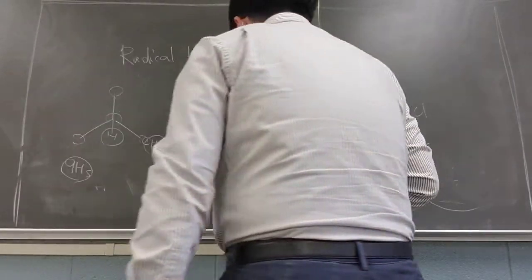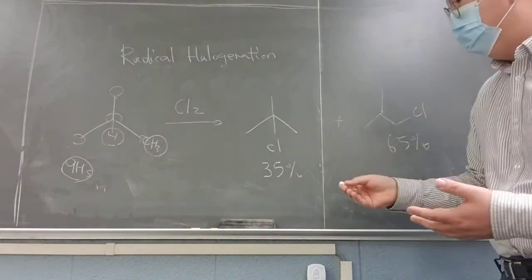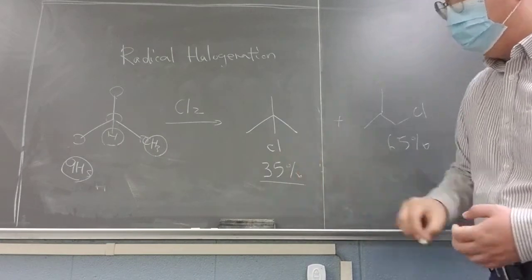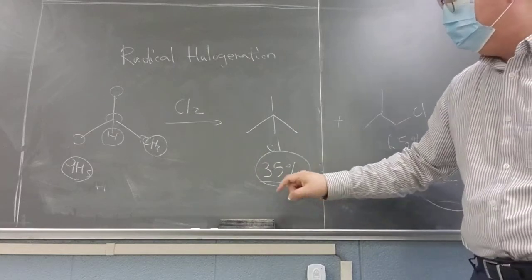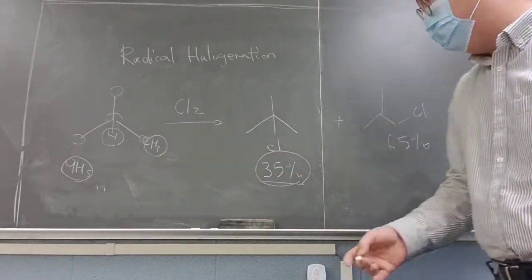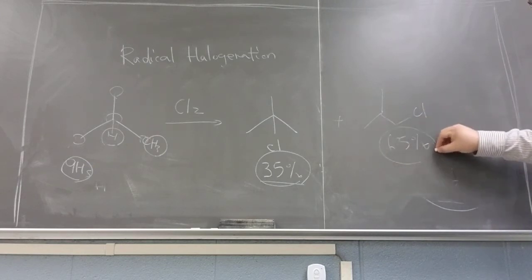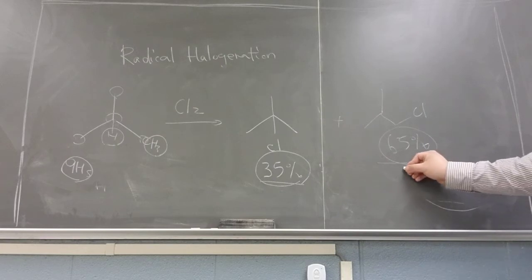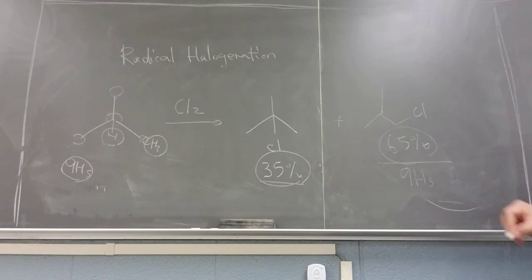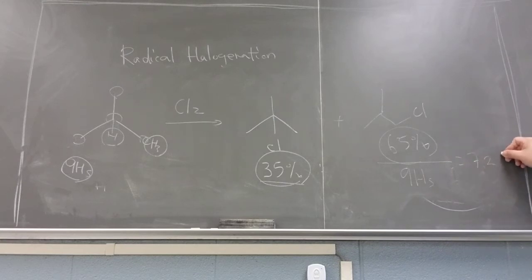So the chance for this hydrogen to be halogenated is literally just 35%, because there's only 1. Okay? So you have a 35% chance this hydrogen can be halogenated, replaced. But here, this is a 65%, but it's actually coming from the 9 hydrogen chance. So technically, this is about 7.2%.